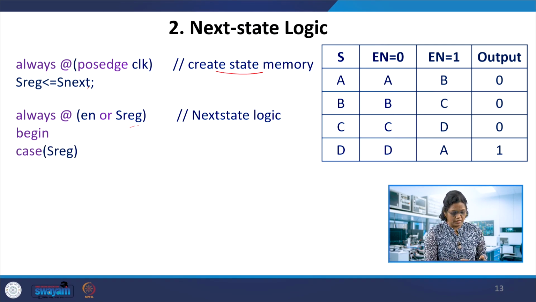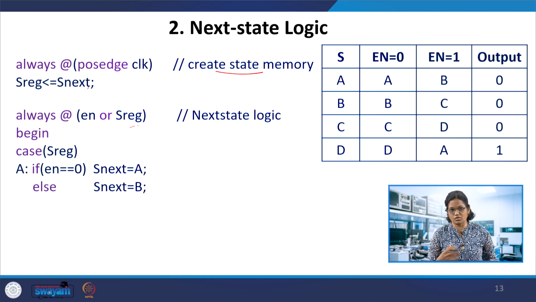So, here we use the case statement. Enable or sreg, where should the transition be happening. From the diagram, case sreg, that is the current state, the current state in the Moore machine. If it is A here, that is sreg, and if enable is 0, next state is A. If enable is 1, next state is B. So, this is deciding the next state logic.